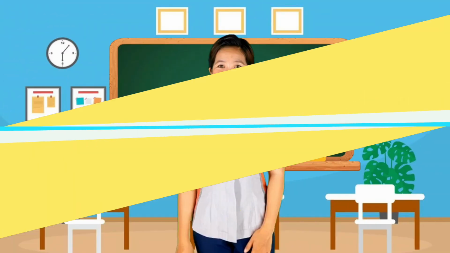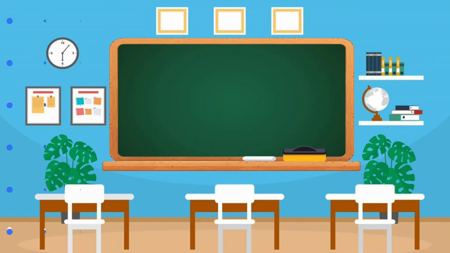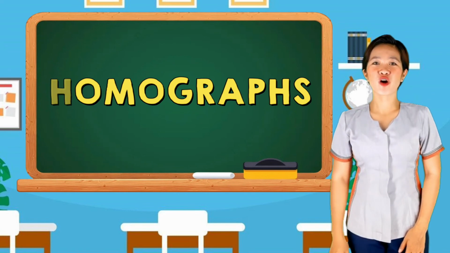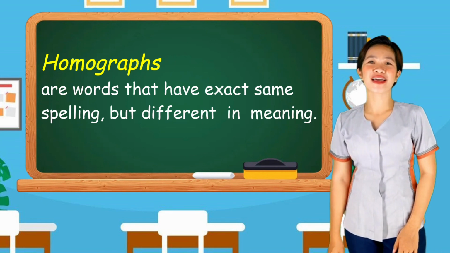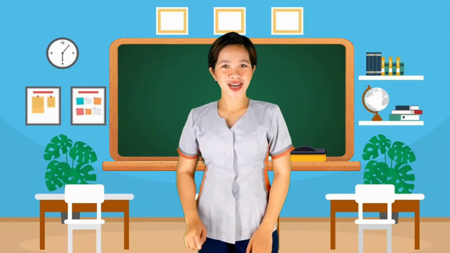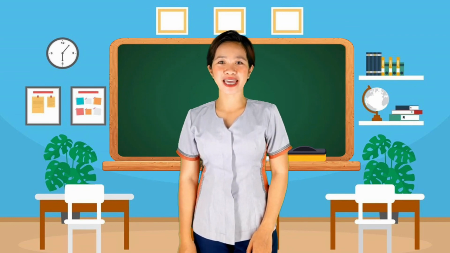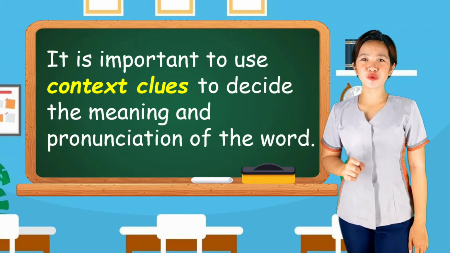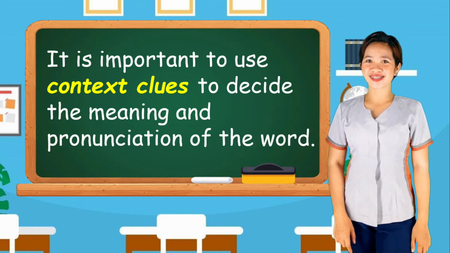What have you learned today? That's right! You learned about homographs. And what is a homograph? Homographs are words that have exact same spelling but different in meaning. Sometimes they are pronounced differently and sometimes they are pronounced the same. What do we need to remember? It is important that you use context clues to decide the meaning and pronunciation of the word.